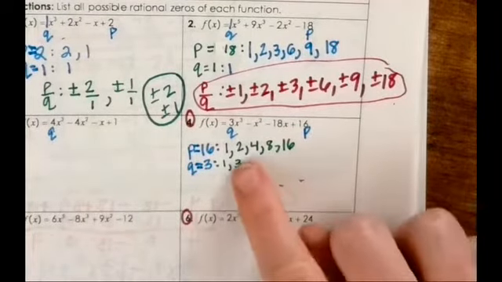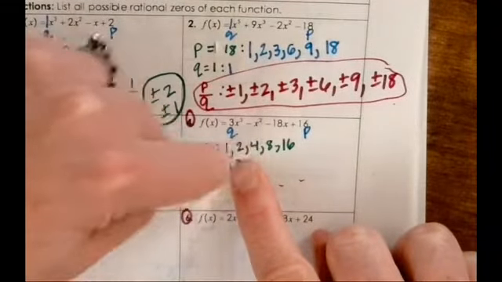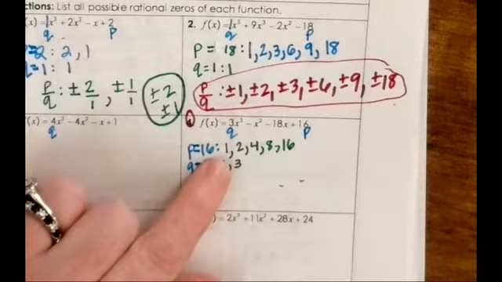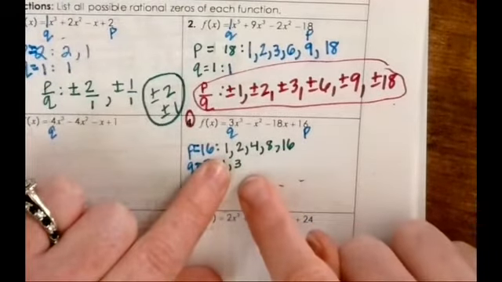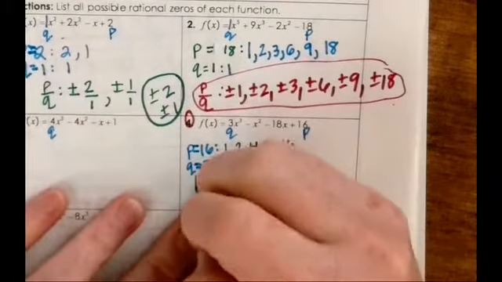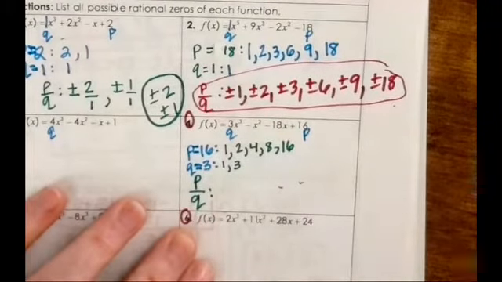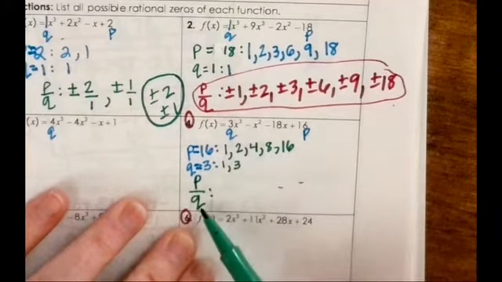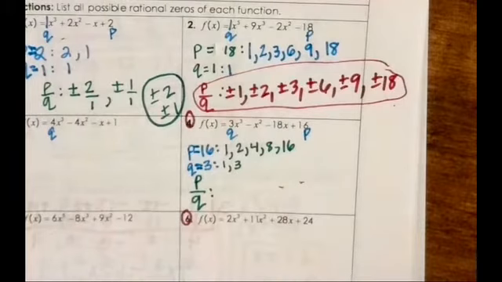Well, I'm going to have to write all of these over 1. So 1 over 1, 2 over 1, 4 over 1, 8 over 1, 16 over 1 with plus minuses. And then I'm also going to have 1 over 3, 2 over 3, 4 over 3, 8 over 3, 16 over 3. All of those with plus minuses. So there's going to be a lot of combinations here of P over Q that are possibilities. Okay? So again, I'm going to match the P's over 1 first, and then I'll match the P's over 3 for my next possibilities.